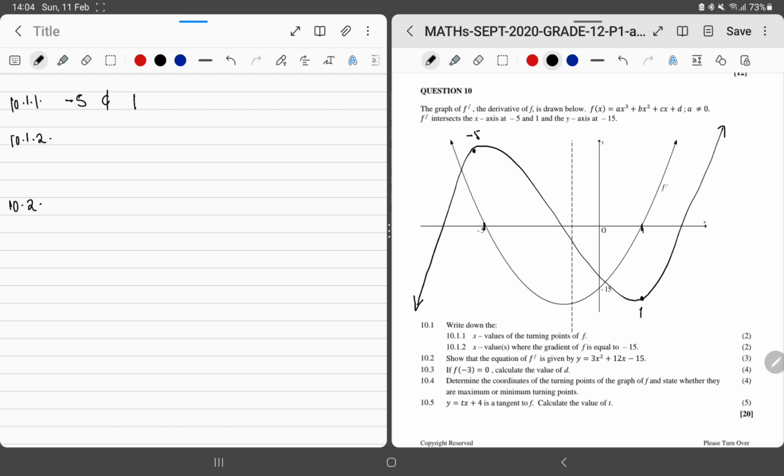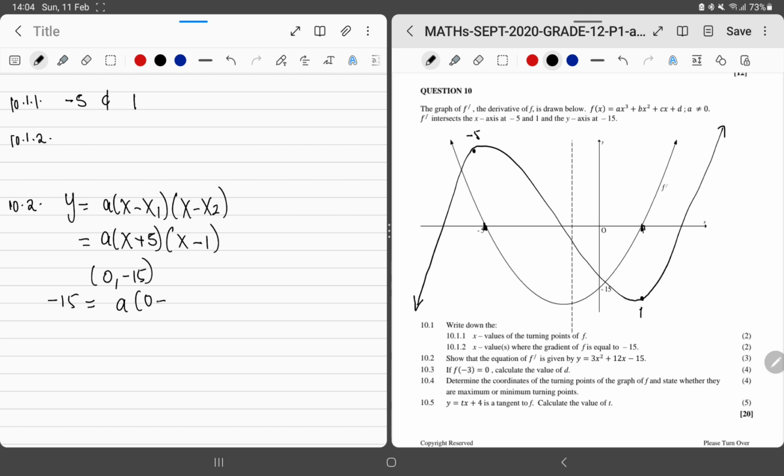10.2. Show that the equation of f prime is given by that. y is equal to a into x minus x1, x minus x2. I am using this because I have the x-intercepts of f prime, and then I'm just going to substitute. The first x value is -5, so it's going to be x plus 5, and then x minus 1. I also have the y-intercept. The coordinate of the y-intercept is (0; -15). So I'm going to substitute that: -15 is equal to a into 0 plus 5, and then 0 minus 1.